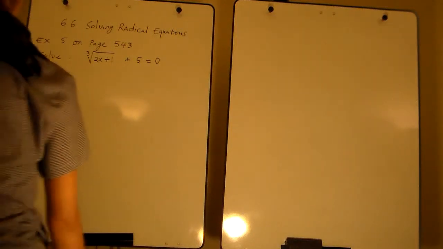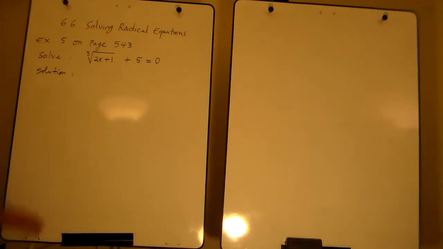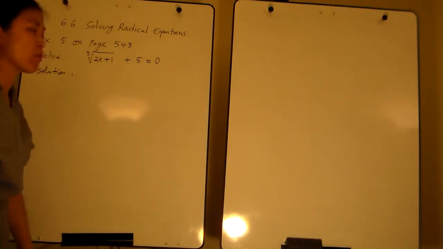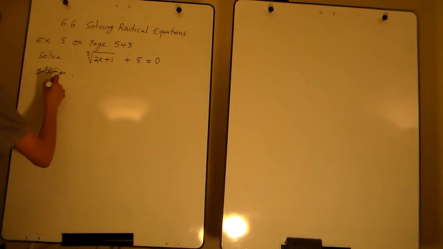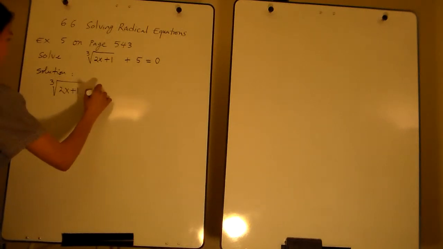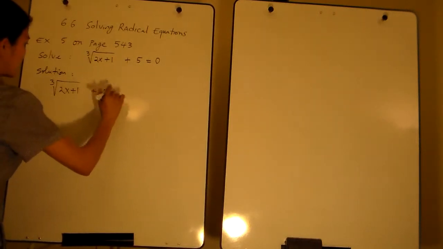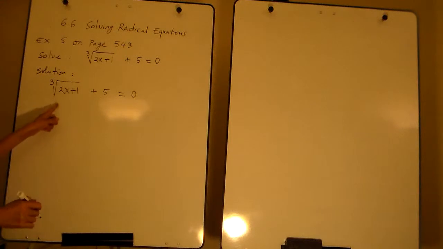Example 5 on page 543: solve the equation that has a cube root. Again, when you see a radical, try to isolate the radical alone on one side, then you can use the principle of power. So we start off with the cube root of 2x plus 1, plus 5, equal to 0. So I will isolate this cube root alone on one side.